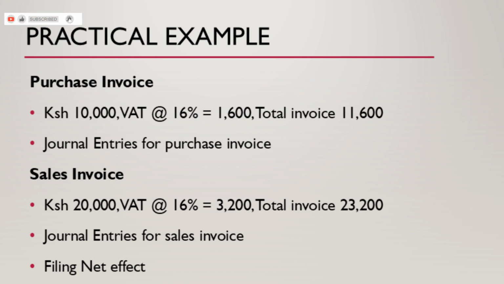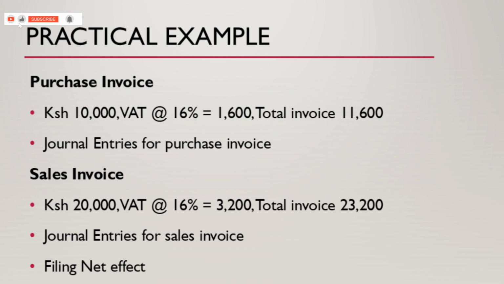Imagine you are a business and you purchase goods worth 10,000 Kenyan shillings, VAT at 16%, which totals 1,600 shillings. In accounting, this would mean that you record the purchase of goods in your debit account, and the VAT as well. In the purchase invoice example, the total amount is Kenyan shillings 11,600, which includes the 10,000 shillings cost of goods and 1,600 shillings of VAT.